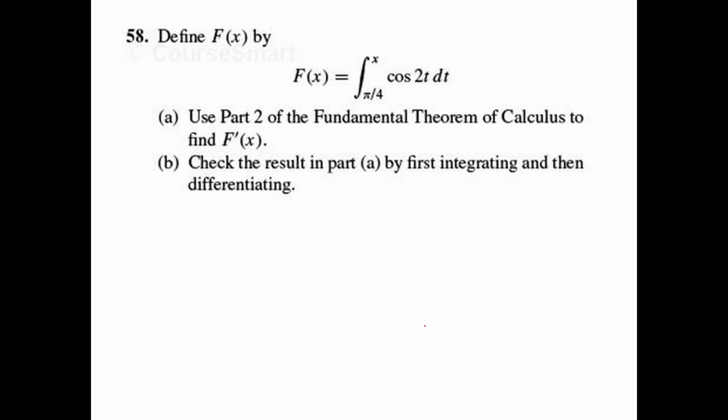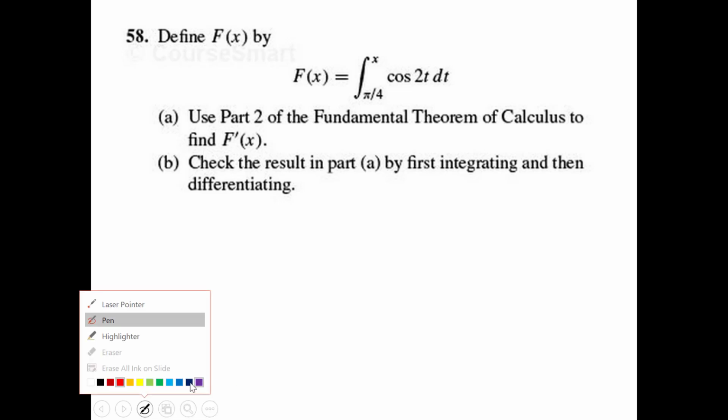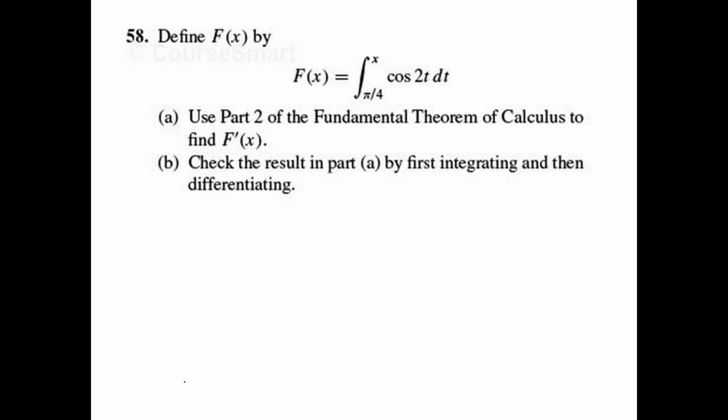Okay, so let's see some examples of that. Problem number 58. Define f of x by f of x is equal to the definite integral from pi over 4 to x of the cosine of 2t dt. So part A, use part 2 of the fundamental theorem of calculus to find the derivative. So part 2 of the fundamental theorem of calculus is just that your derivative will be the original function that you started with.